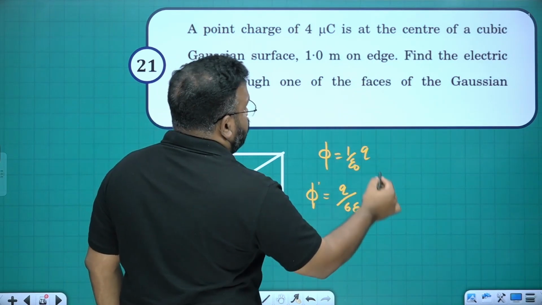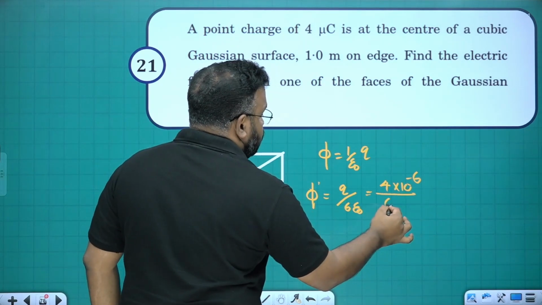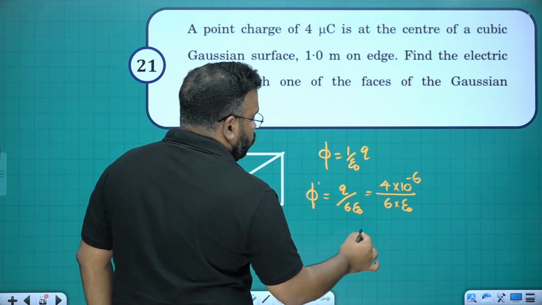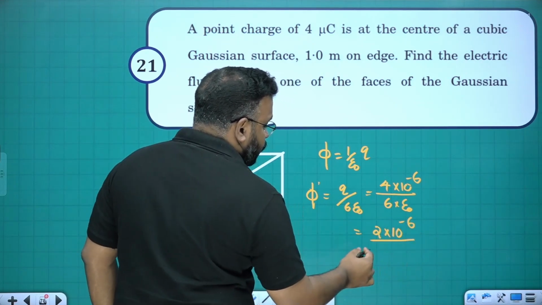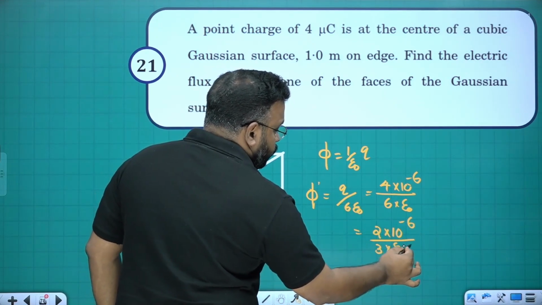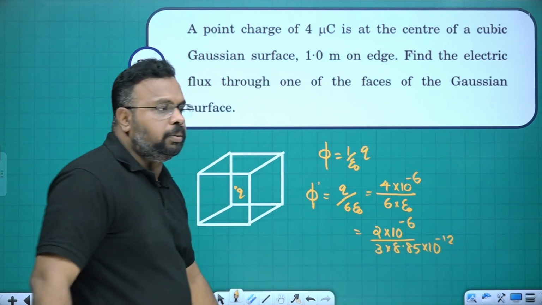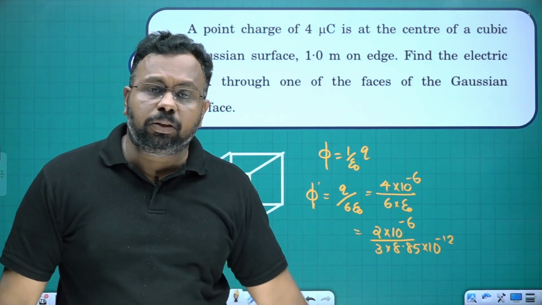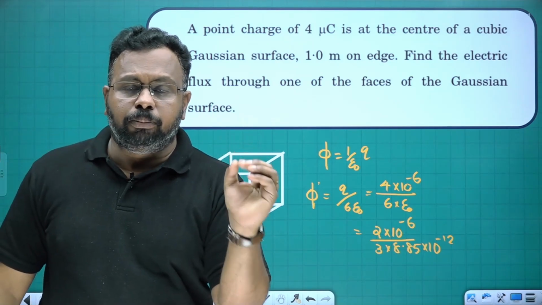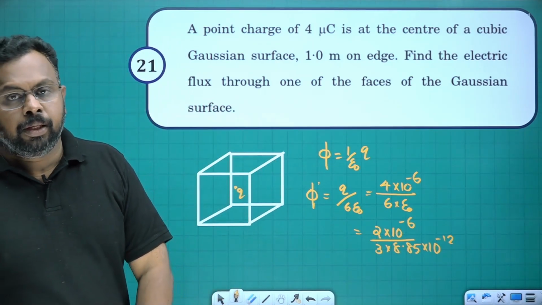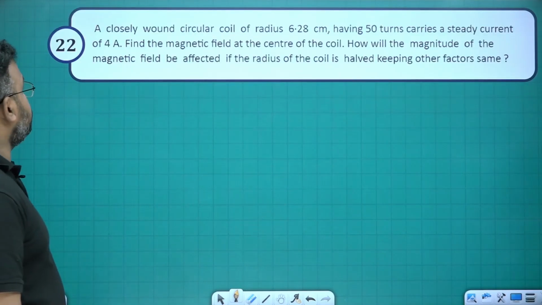You can substitute. Q is given as 4 micro, so 4 into 10 to the power minus 6 divided by 6 into epsilon naught. 4 by 6 is 2 by 3. So 2 into 10 power minus 6 divided by 3 into, if you want you can substitute 8.85 into 10 to the power minus 12. The calculation part I am leaving to you. So this is the method. Please note that if a Gauss flux question comes, you always have to think about the possibility of applying Gauss theorem. Clear or not? Yes. Next, question number 22.